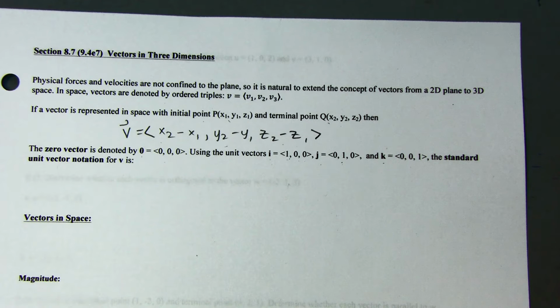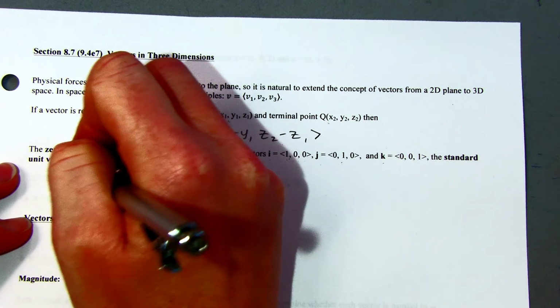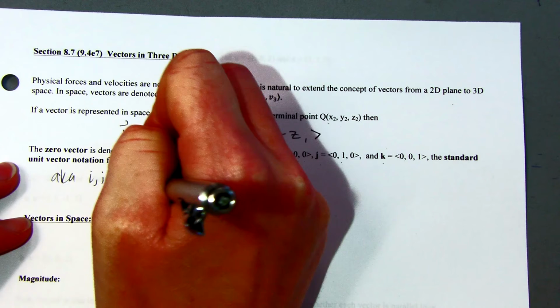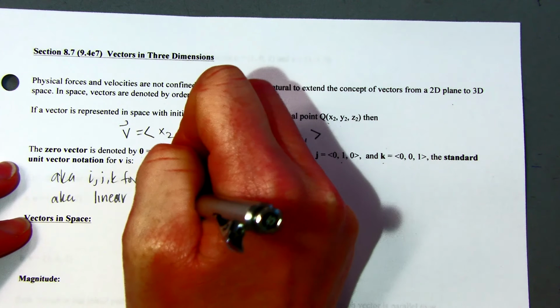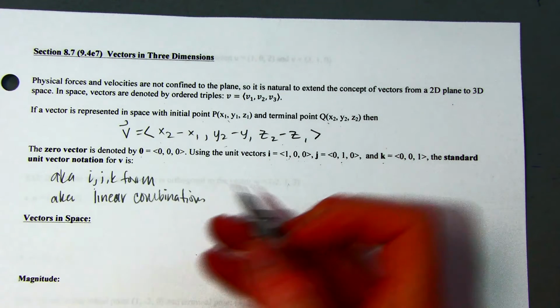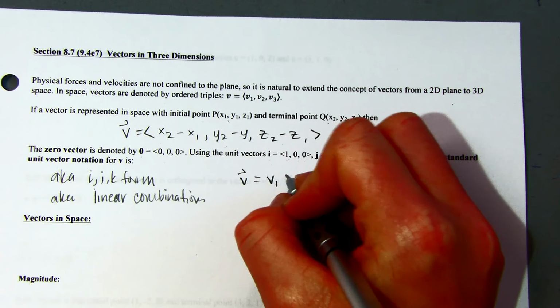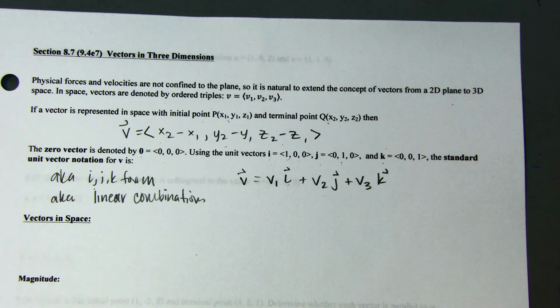The standard unit vector notation, also known as ijk form, also known as a linear combination. Depending on the text that you use, some books call the ij or ijk form a linear combination. We've been just calling it ij form. So our form would be v sub 1 i, v sub 2 j, and v sub 3 k. A lot of what we talk about today is going to be just review: how do you work with these things in 3 dimensions? We're going to talk about magnitude, sum, difference, dot product, and so on.